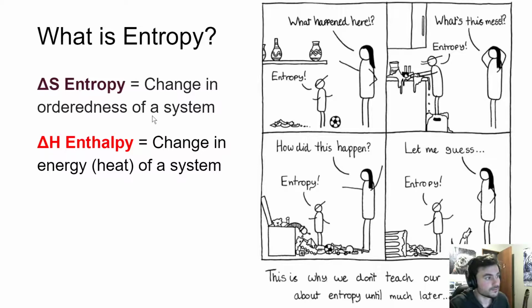So what is entropy? It is the change in orderedness of a system. Different from change in enthalpy, which is just the change in heat of a system. Change in orderedness versus change of heat, they are related, but they're two very different concepts. And as you can see, how did all this messy stuff happen? It is just entropy. There's only one way that this stuff could be nice and ordered, but many different ways it can fall apart. So your room will always get messy over time, unless you put work in to reverse it.